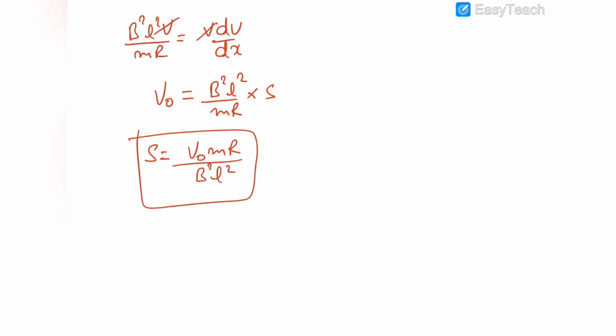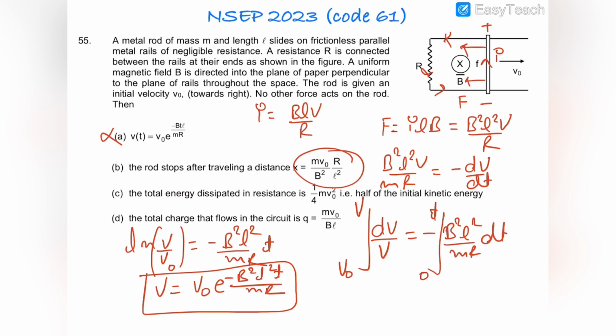This is s. So the correct answer will be B option. And the total energy dissipated in the resistance is this one, the 1 by 4 m v0 square. This is wrong, because obviously there is no other place where energy would go. If the rod was moving with the initial kinetic energy of half m v0 square and finally it came to rest, then the loss of kinetic energy would definitely be lost in the form of heat in the resistance. So the heat loss in the resistance would be exactly equal to half m v0 square. Therefore we can say that this option C is incorrect.